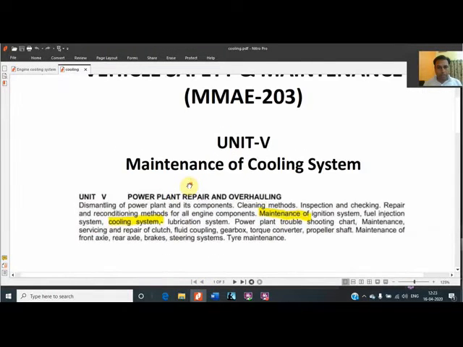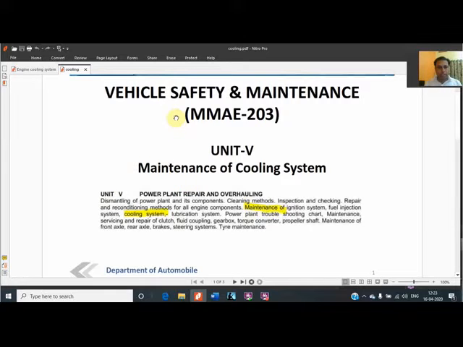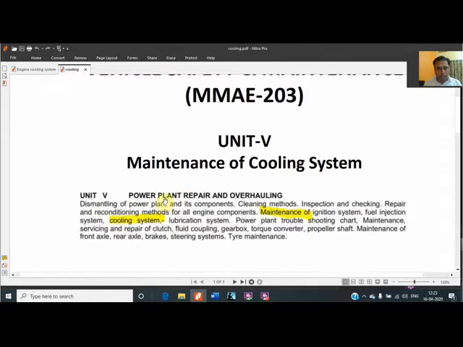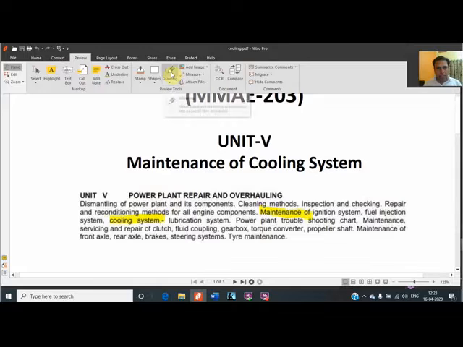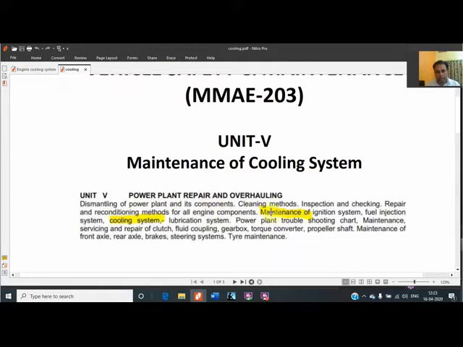In today's lecture, we will continue the same subject, that is vehicle safety and maintenance. The last unit we were covering was power plant repair and overhauling. In power plant repair, today we will continue with the maintenance of the engine cooling system, means what the components of the engine cooling system are and what the general procedure being adopted is.